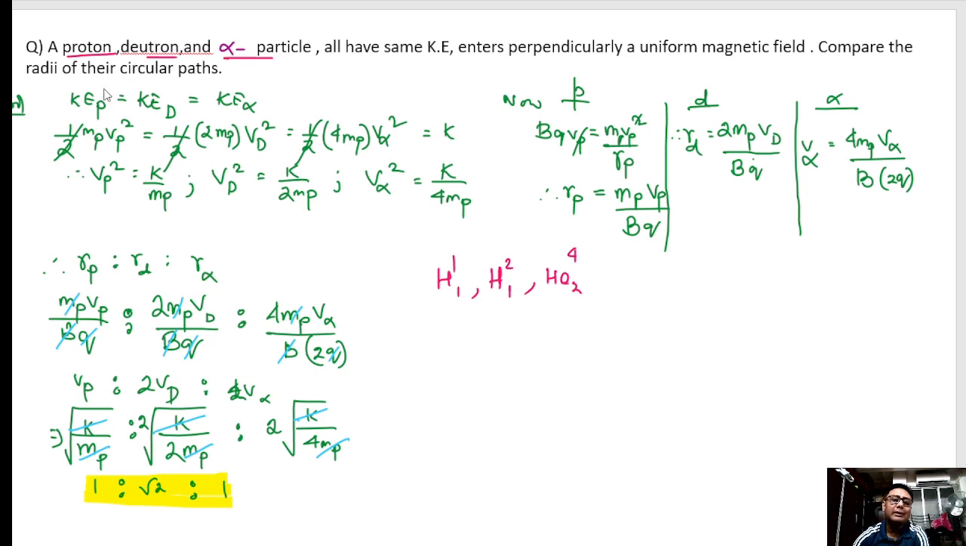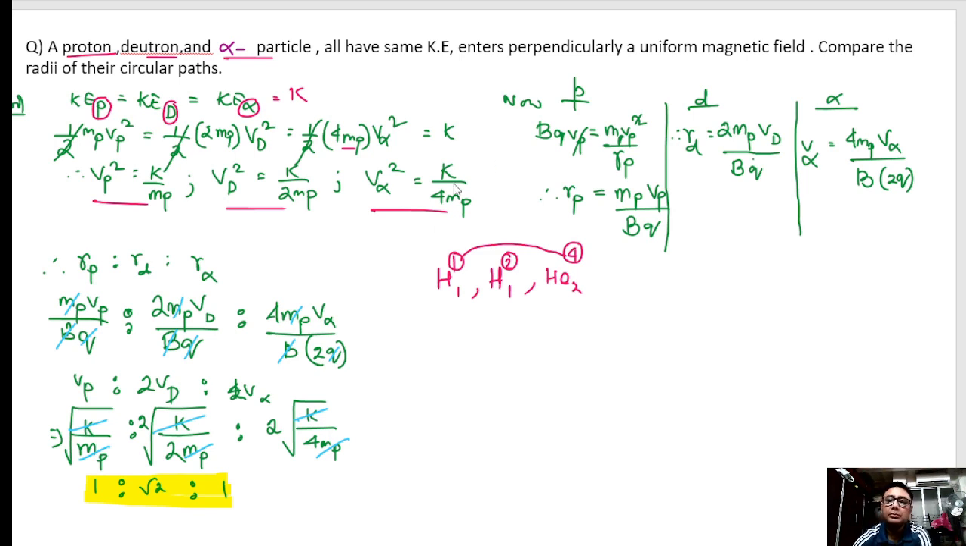They told that the kinetic energies of the proton, deuteron and alpha particle are same. So kinetic energy is half m p vp square. Now the deuteron, you can see that mass is twice of the proton, so 2 mp, and here mass is 4 times of the proton, that's why 4 mp. Okay, so let all the kinetic energy be equal to k. So from here we are getting Vp square is this, Vd square is this, V alpha square is this. Clear?